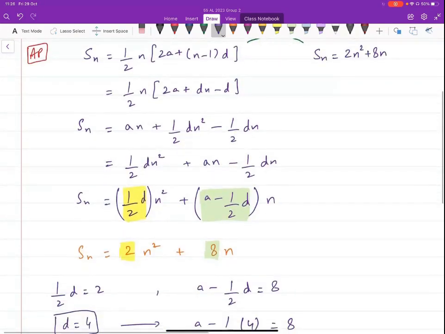All we did was use our sum formula from the formula sheet. We simplified that and then compared it with the formula that was given in the question. We compared the coefficients of n square and the coefficients of n. We got the values of a and d from that.